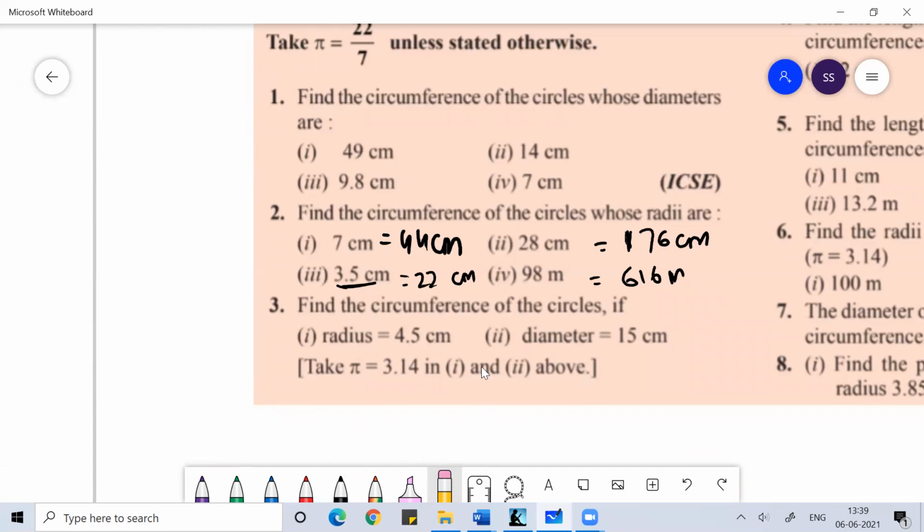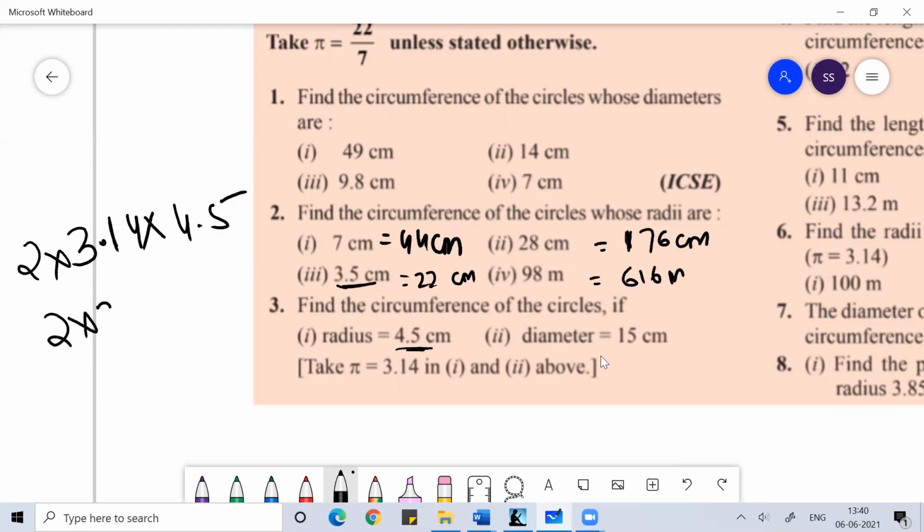For the third question, we will take pi as 3.14. Find the circumference of a circle if the radius is 4.5. So the circumference is 2 pi r. Here we will take the pi value as 3.14 and the radius as 4.5.